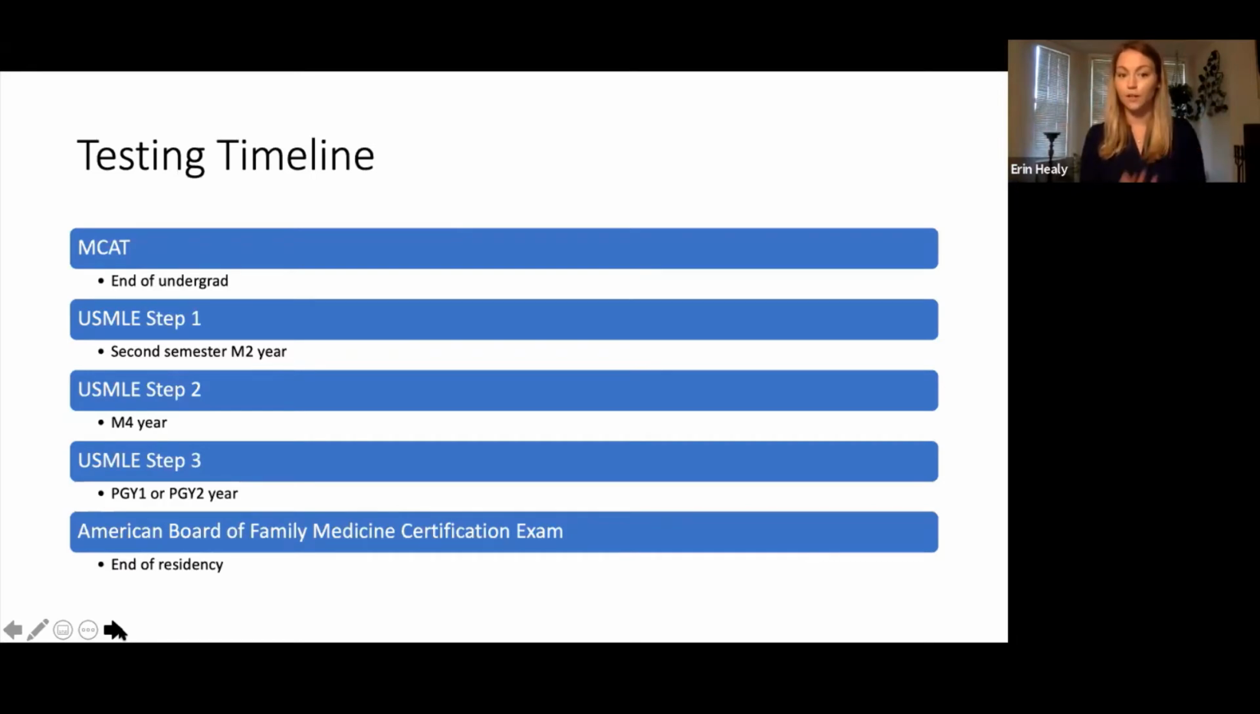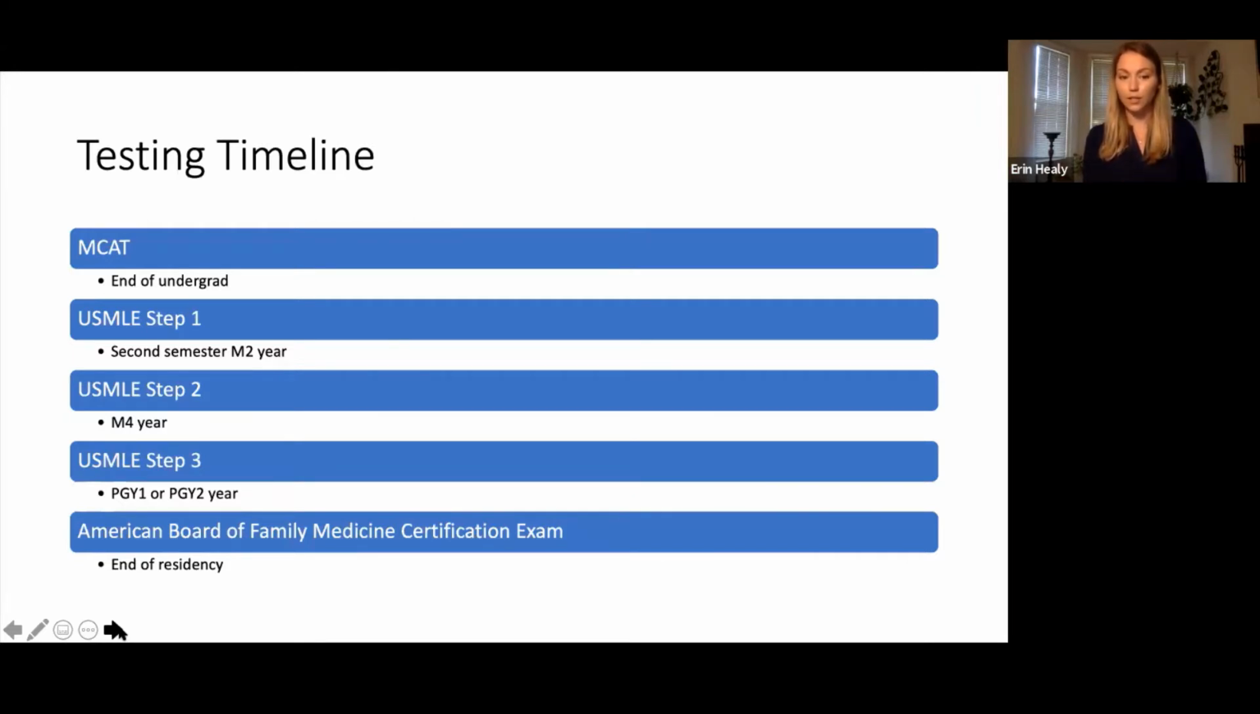So you'll take your step 1 during your second year of medical school, the second semester of your M2 year. And this is known as the big test. This is the score that's going to go on your residency applications, and a score that a lot of people put a lot of weight on. They're working to change that so it's not so heavy on your application, but it is notoriously the big test.